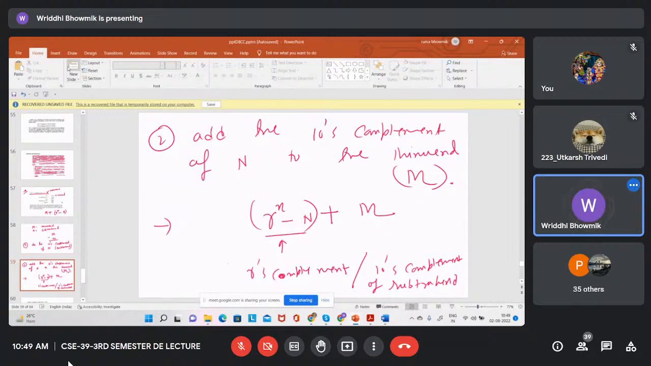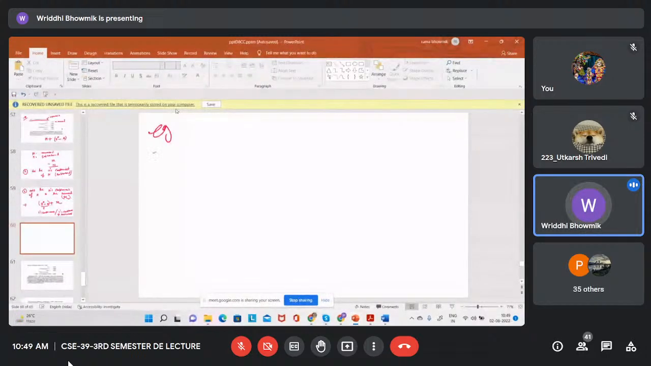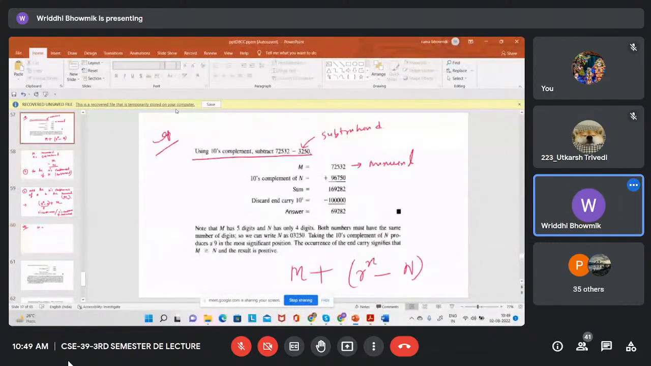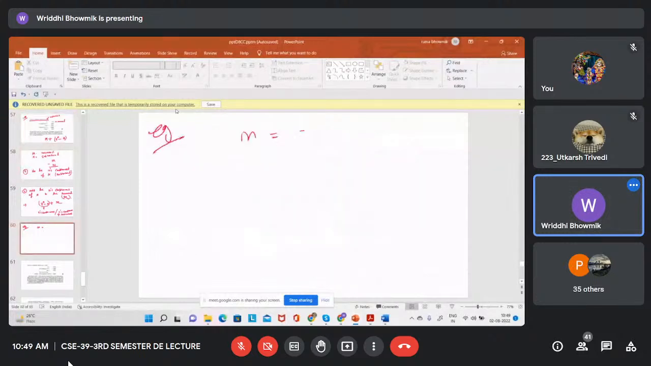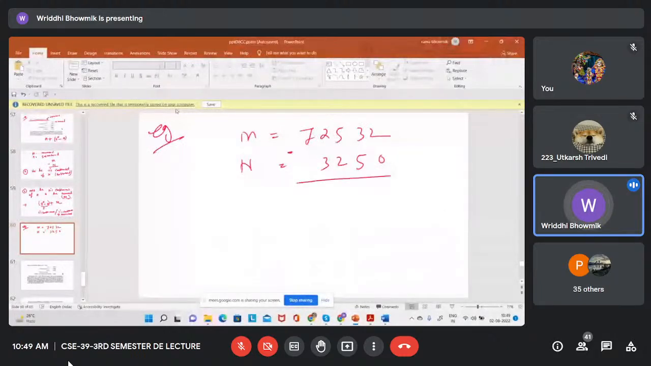So if I take one example, suppose M is equal to 72532, and N is equal to 3250. So you have to perform the subtraction operation using tens complement. Okay. So how to do that? You see, your capital M is actually greater than N, right? And how many digits are there in capital M? In capital M, there are 5 digits. And in capital N, there are 4 digits.